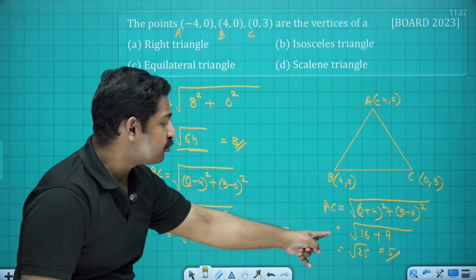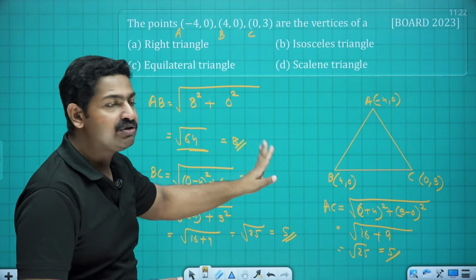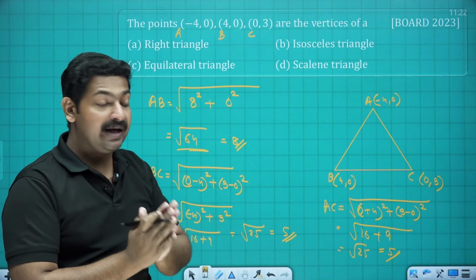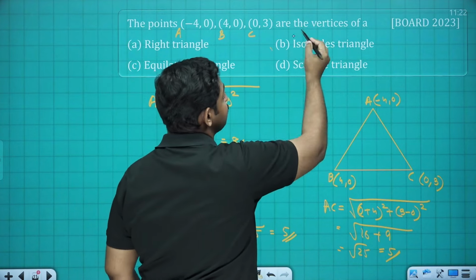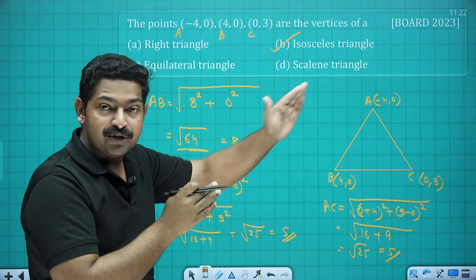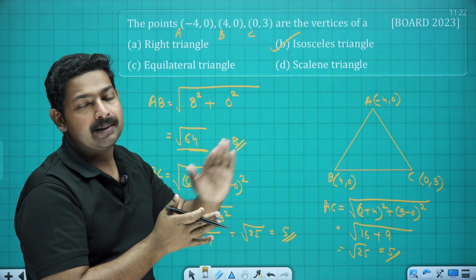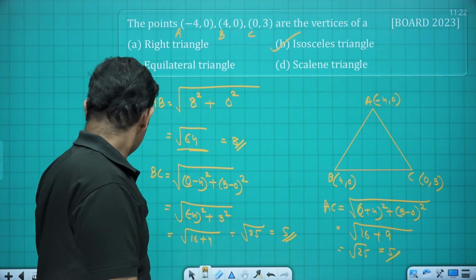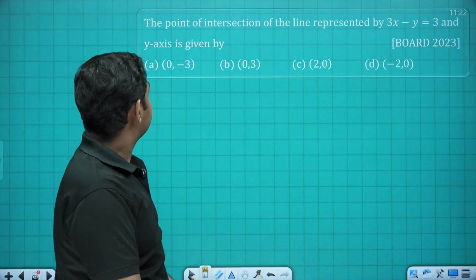See, here you can see two sides are equal and one side is not equal. So it will be an isosceles triangle. The answer is isosceles triangle. The same answer you will get by drawing the axis also and representing the points. Okay, that's it. Moving to the next one.